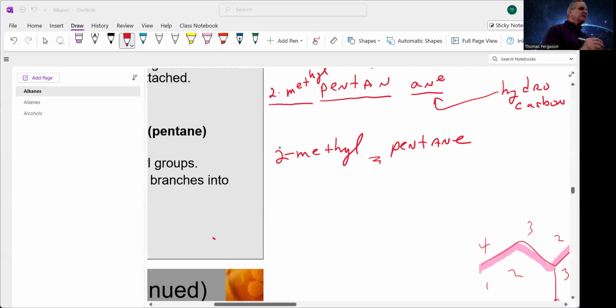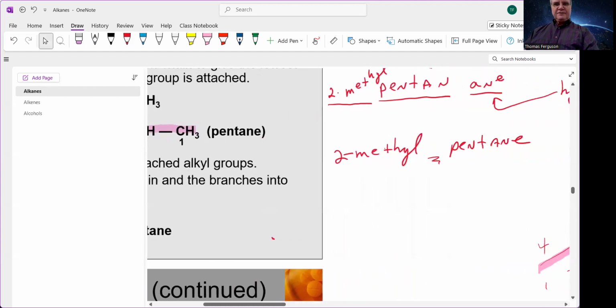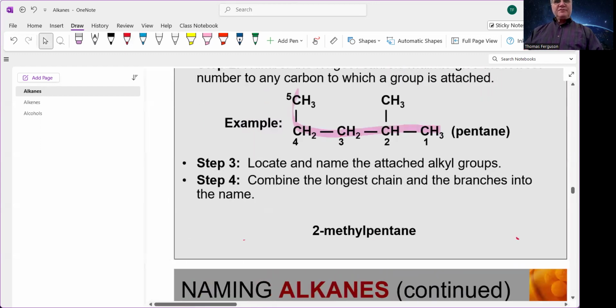Now, this is your first naming. Every chapter is going to have naming in it. Every test will have naming in it. I'll give you a structure, name it. I'll give you a name, draw me a structure. Every test. All right, so let's do some more here. Are there any questions about this guy?